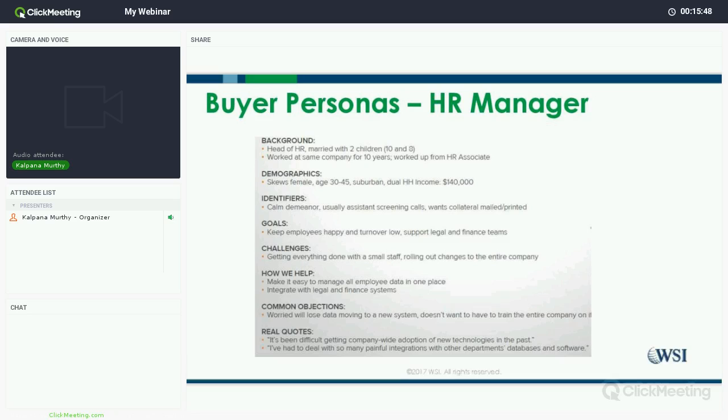Now, this is an example of a buyer persona for an HR manager. So this person is the head of HR, married with two children. This is just basic background information: where they worked in the past, what demographics they belong to, what their personality is, what their goal is in that position, what challenges they face in their job, and how we help. How they help the people that they cater to in their job, and what are the common objections that they come across on a daily basis.